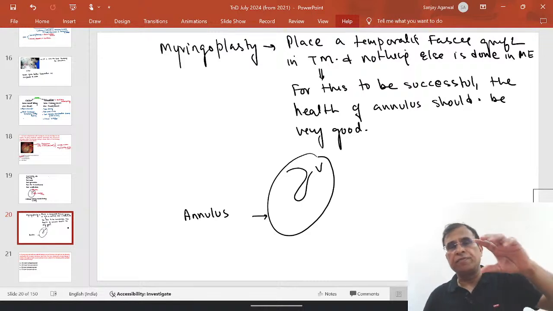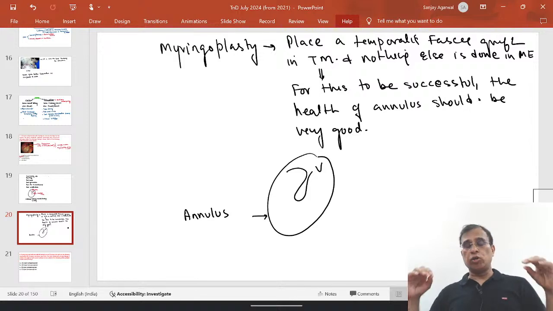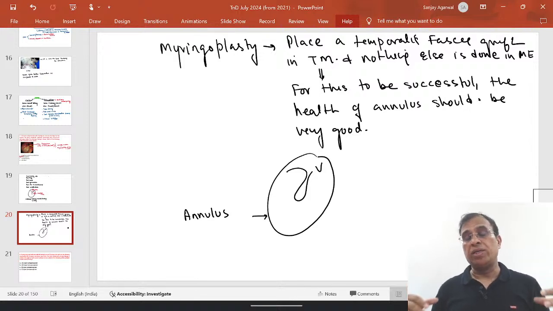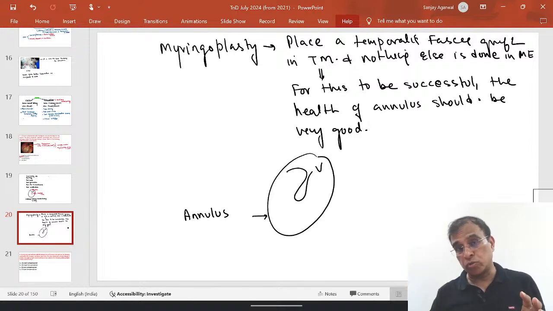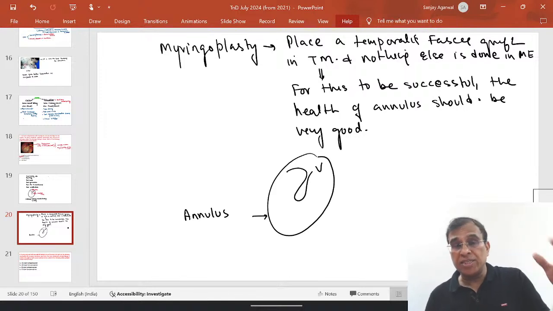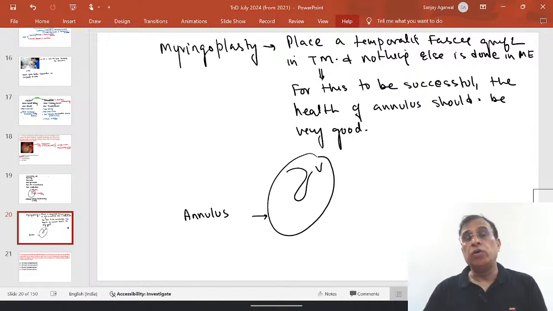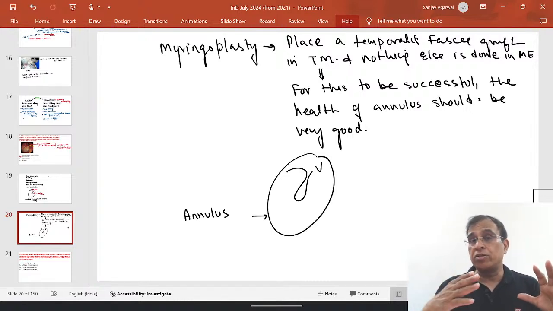This is very typical of myringoplasty. The definition of myringoplasty is that you are only repairing the tympanic membrane with a graft, preferably a temporalis fascia graft. If along with that you are doing something in the middle ear also, then this surgery is not called myringoplasty. It is called tympanoplasty. So that's why in unsafe CSOM, there is always a disease, something in the middle ear. If you don't remove that disease and only repair the graft, then the surgery is not successful because you have not treated the patient, you have only repaired the tympanic membrane.